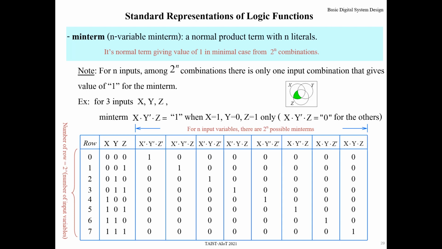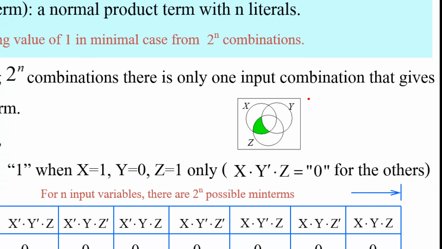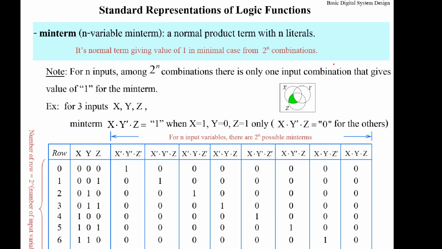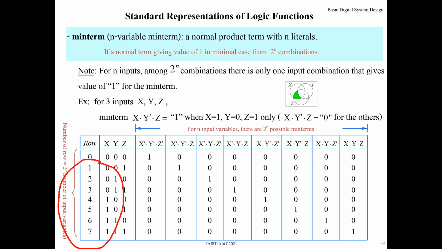Okay, now, min term. What is it? Min term means minimum. Let's consider this one for min term. First of all, for 3 input variables, there are 8 possibilities, right? 8 combinations of values for 3 variables. The minimal case that gives logic 1 output of the term is called a min term.